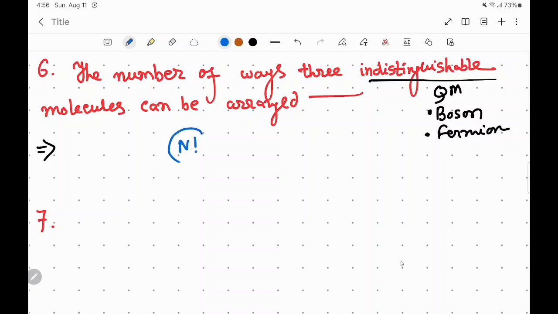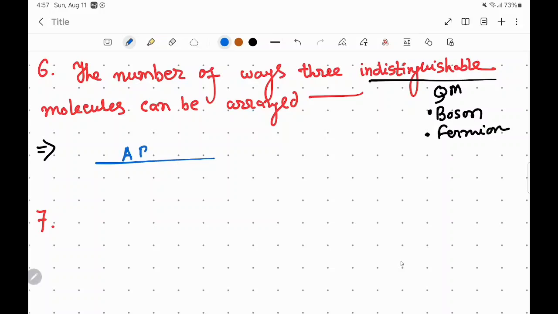The n factorial is true if in one state only one particle is there. But sir, if it is not given, by default we consider that there will be one, only the ground state. Okay, let's say there is only one ground state, and now three particles are there. Then how can you arrange? The arrangement will be one only. That I was telling: 3 factorial upon 3 factorial. If we do like that, then I will get only one way.